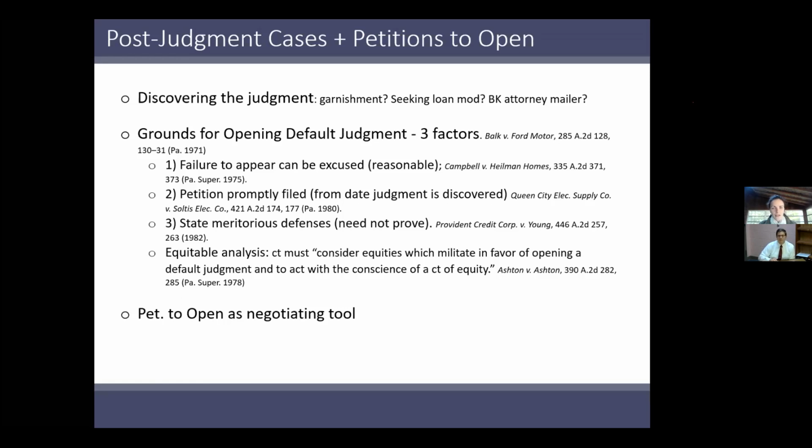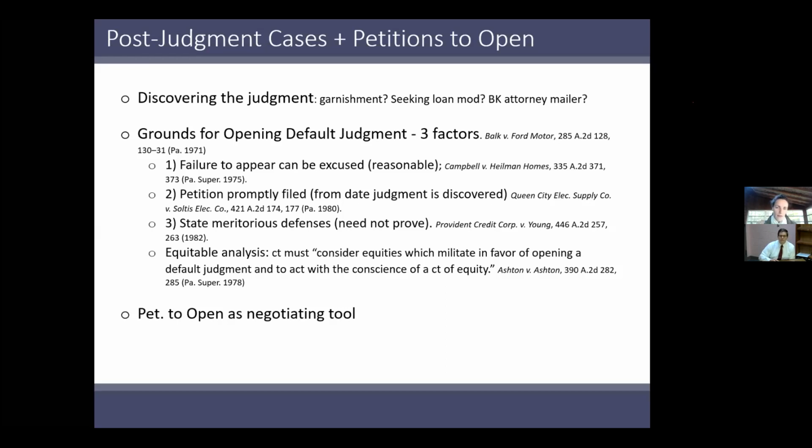It's a 3-factor test. They need to have a good reason for failing to appear originally, so either failing to appear at their small claims hearing or failing to file an answer in common pleas. They need to show that they've acted promptly to petition to open the judgment once they find out that the judgment exists. I have a lot of clients who don't find out about their judgment till several years later, but once they do, that's when the clock starts ticking. And they need to be able to state meritorious defenses.